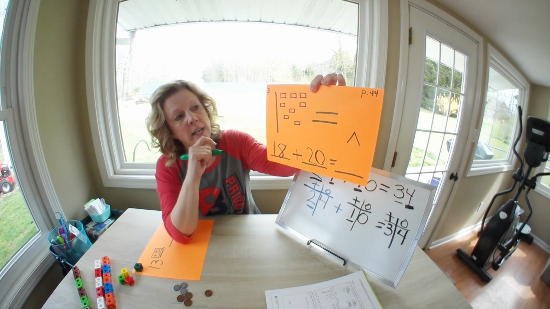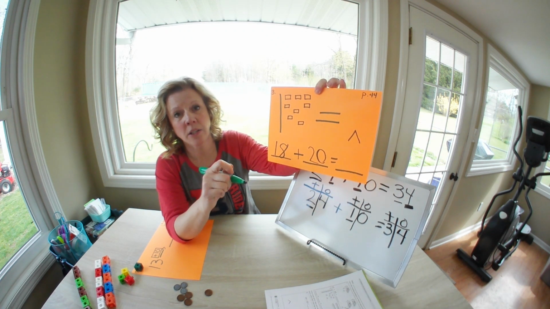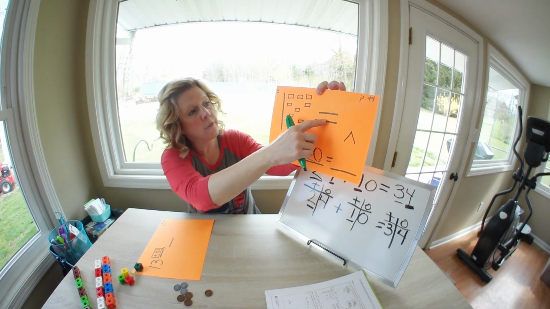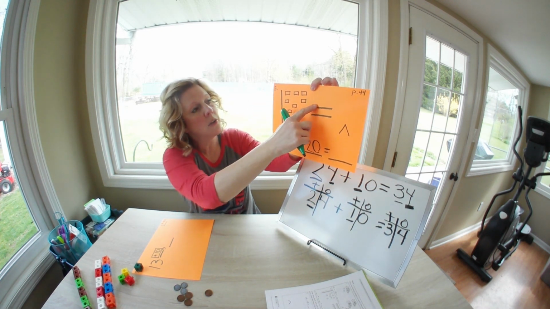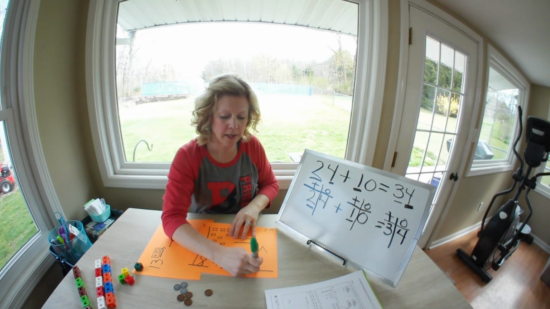Now what I'm going to do is I need to put them all together. The way I'm going to do that is I'm going to count my 10s first. So I have 1 here and I have 2 over here. So I have 10, 20, 30, or 3 10s. So I'm going to put my 3 here.